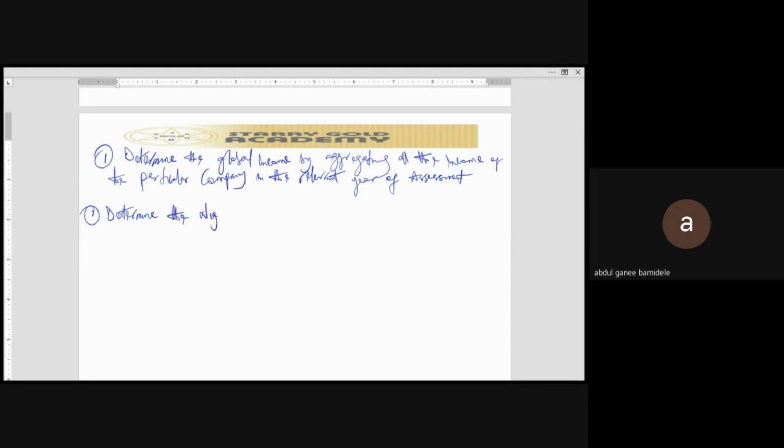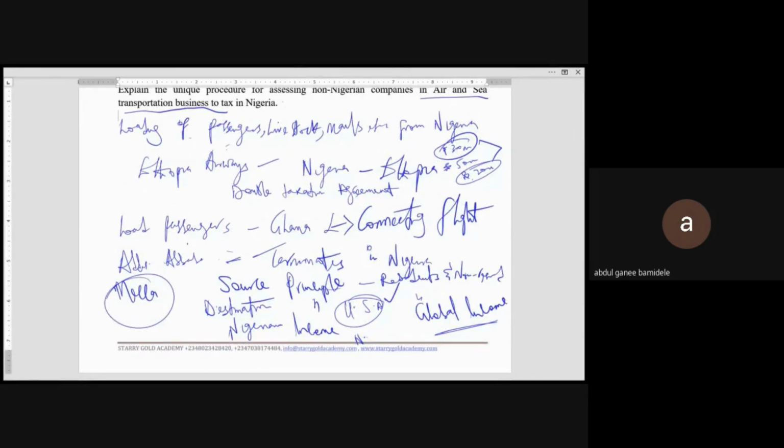Then two, the next procedure is to determine, because we've said you only charge them to tax on what they earn in Nigeria, so you determine the Nigerian income. That is income on goods, passengers, mails, livestock that are shipped or carried out of Nigeria. I explained that earlier, right? Loading of passengers, livestock, mails, etc. from Nigeria, meaning either they are shipped out by sea or carried out by air.